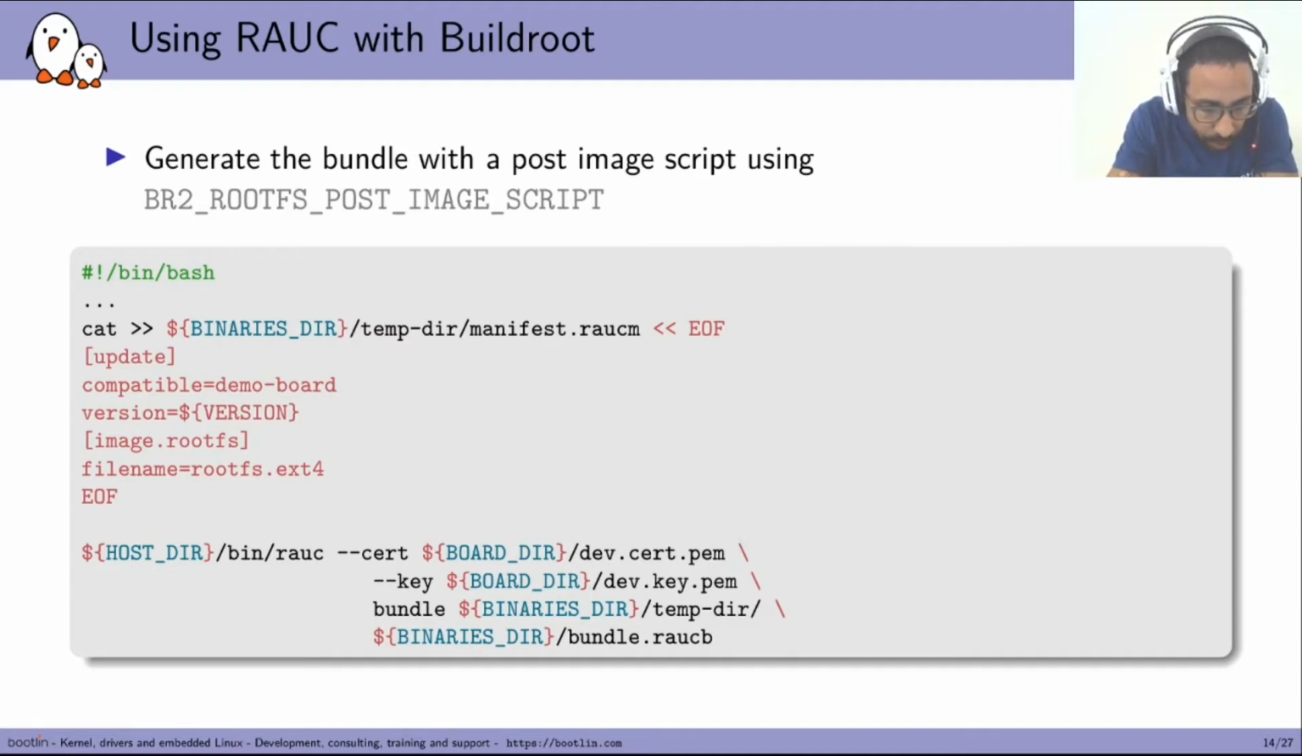So here in Buildroot, we will use the post image script. So the script itself can be like that. In this example, we will create a manifest file, and we will call RAUC on the host, directly on the host, to generate our bundle.